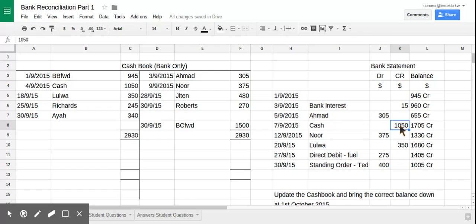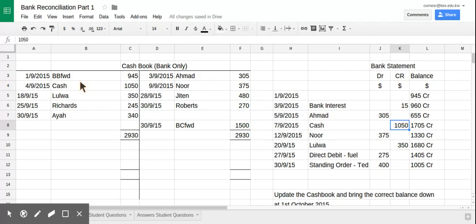So it's really important that what you remember is everything that goes on the debit side of a cash book, we would expect to see on the credit side of a bank statement, and everything that you see on the credit side of the cash book, you'd expect to see on the debit side of the bank statement. Once you've got that and remember it, it is relatively easy.